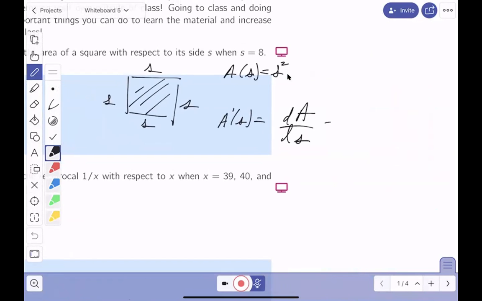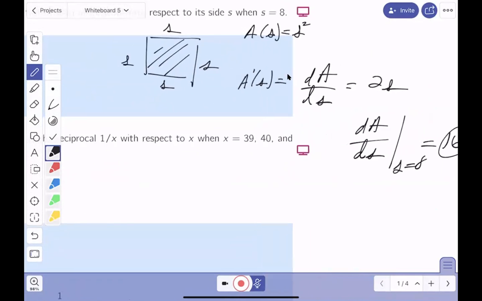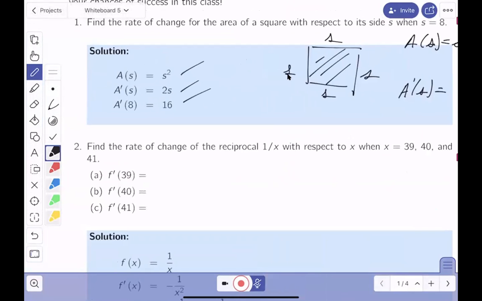All right. Well, what's dA/ds? It's 2s. But then they say they want to know it at 8. So it's dA/ds evaluated at s equals 8. That's going to be 16. Let's go over here, make sure things are done for us, and they are.